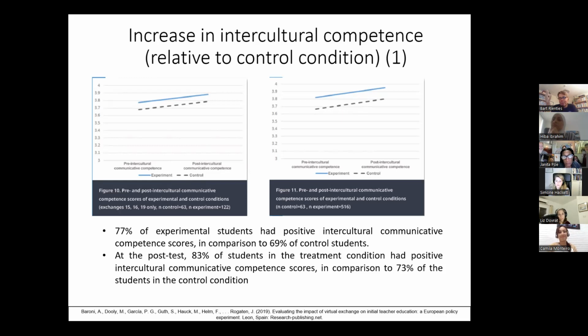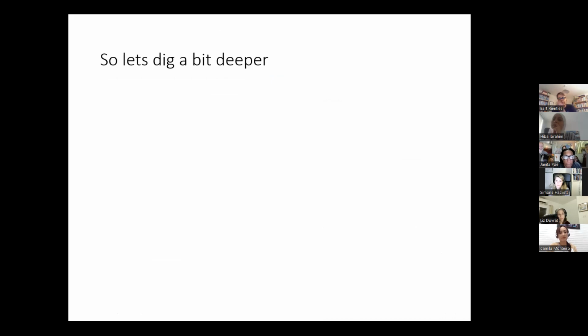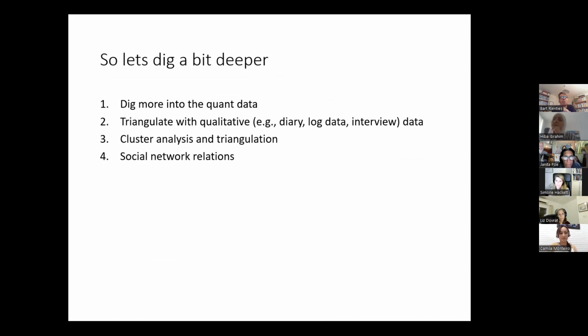Of course, it's great, but this put us in a kind of dilemma, because we needed to explain why these quantitative results didn't lead to the results that we were expecting. So what we have tried to do in a range of studies, and I can't show them all, is we primarily went along 4 different avenues. One is to dig more into the quant data. Then is to triangulate it with qualitative data, for example, look at the diaries, look at the log data.